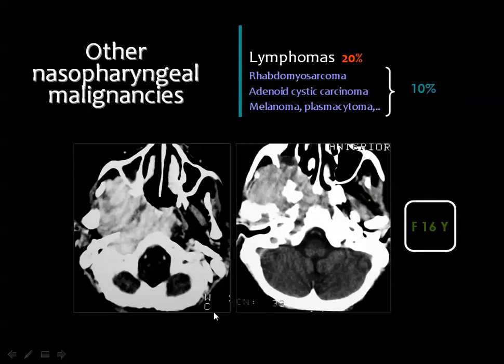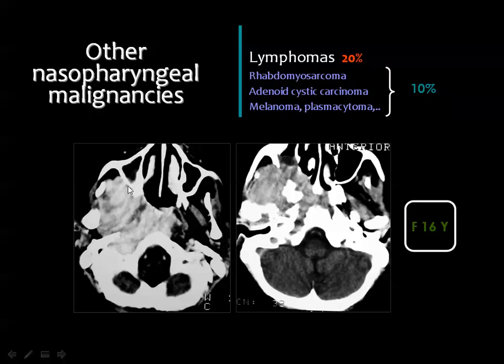Then, other nasopharyngeal malignancies, as I have said, are the carcinomas, adenoid cystic carcinoma, and the mucoepidermoid carcinoma. Also, you may have other tumors like lymphoma and rhabdomyosarcoma. All these tumors, compared to the squamous cell carcinoma, are considered relatively uncommon. And how can you predict the possibility of lymphoma or rhabdomyosarcoma, for example? You predict this by the age of the patient in most of the cases. And you know, lymphoma and rhabdomyosarcomas are usually seen in the pediatric age.